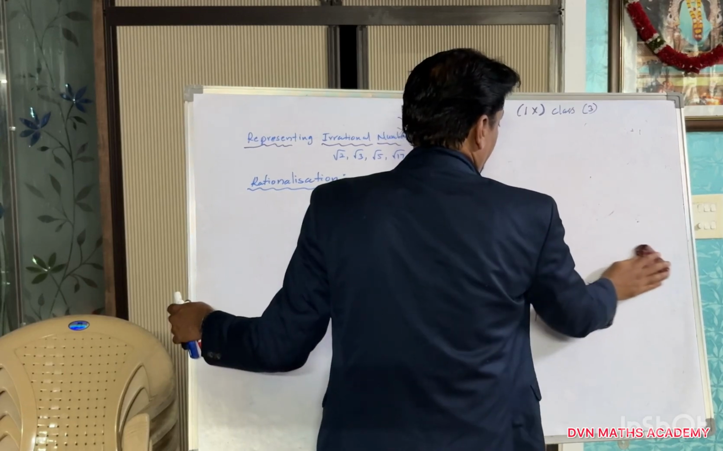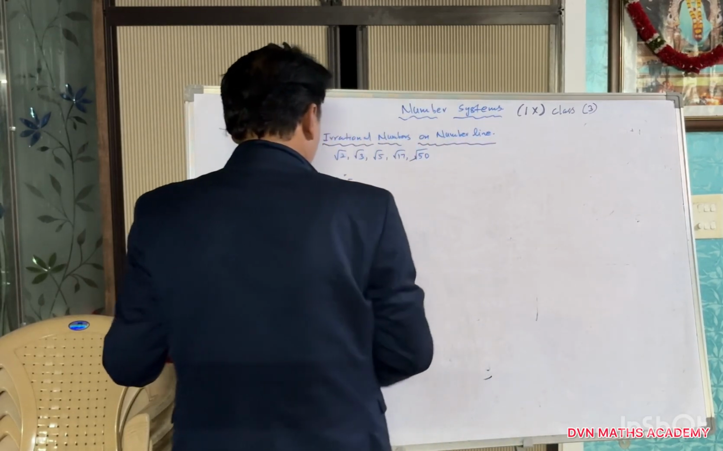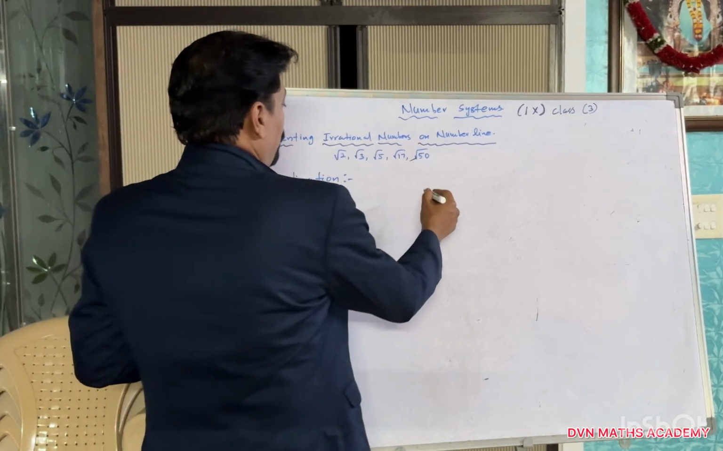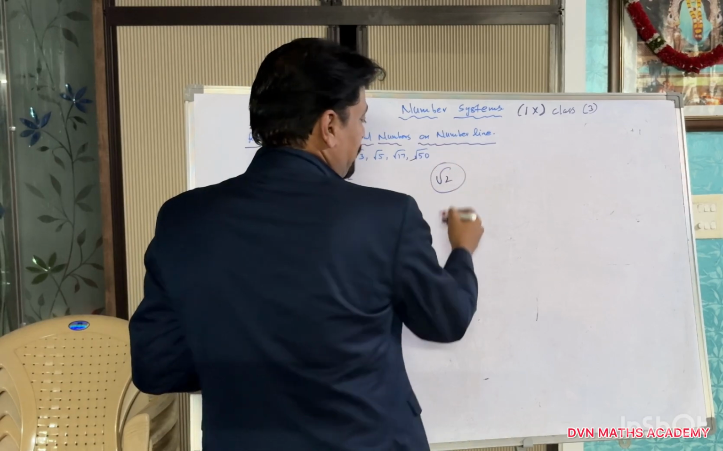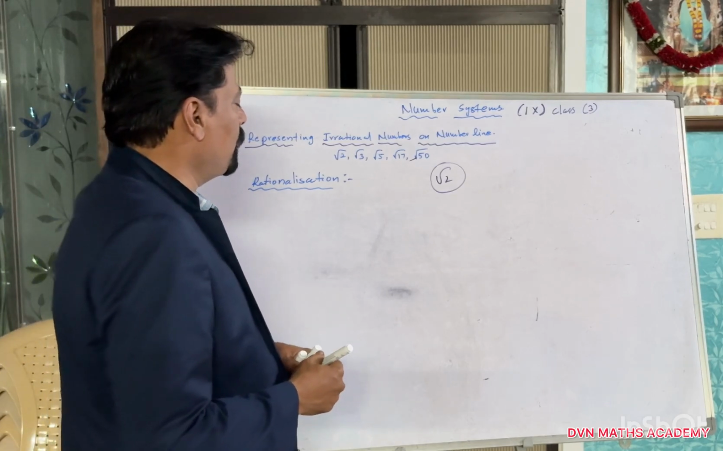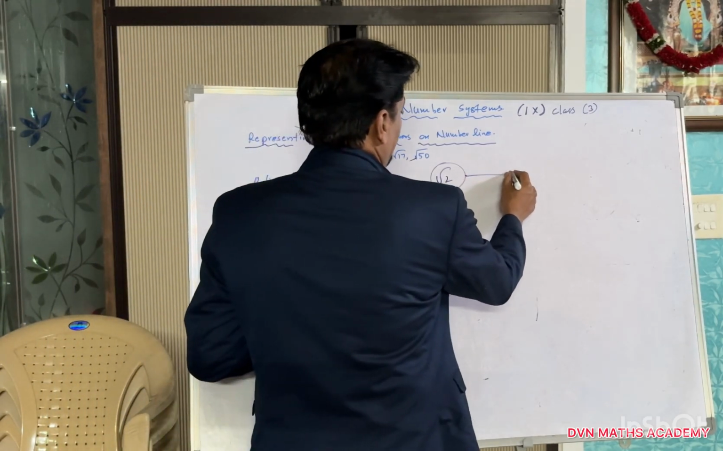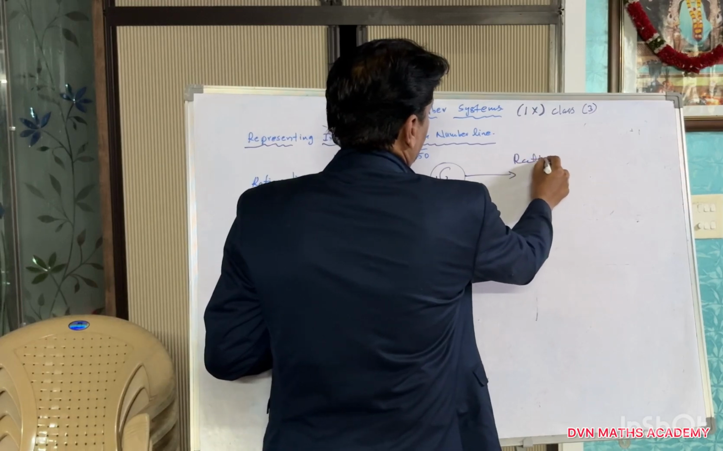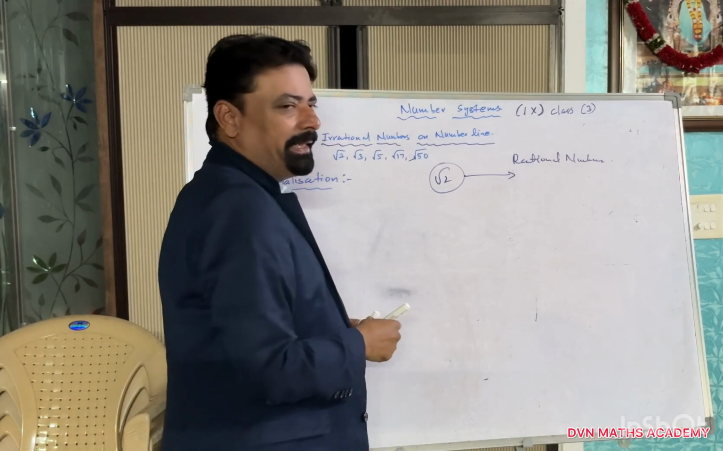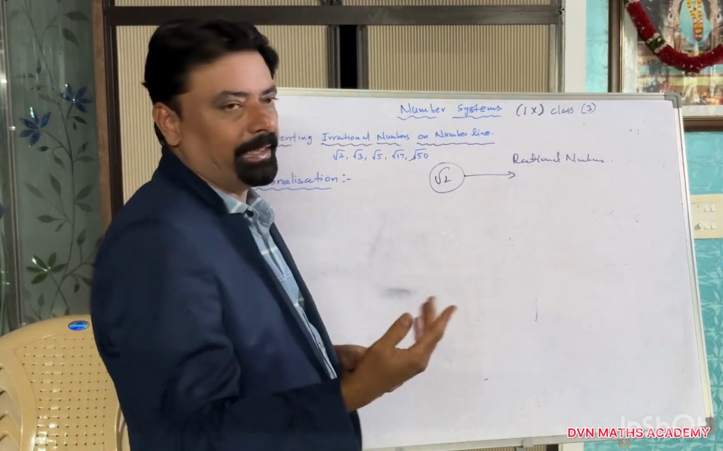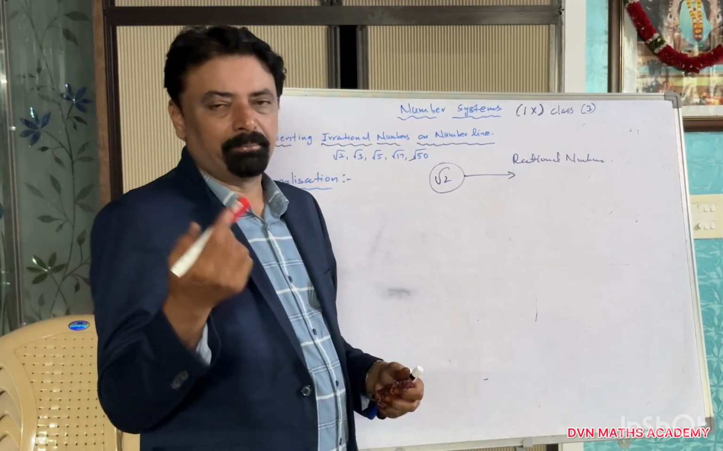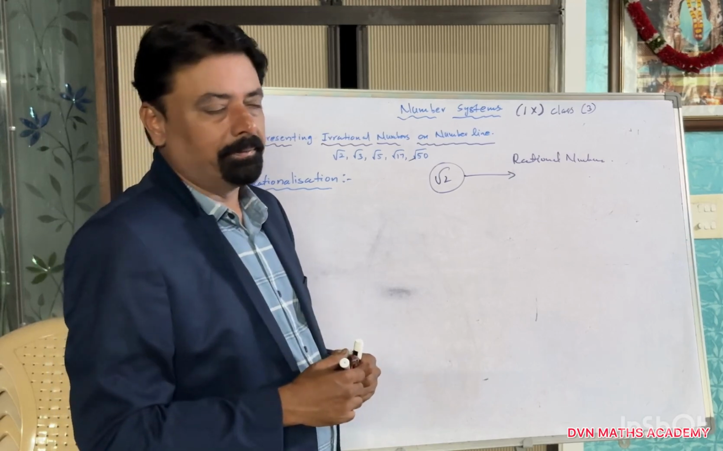So first we are required to define what is rationalization. Rationalization is nothing but, for example, root 2 is there. Actually, it is an irrational number. So to make root 2 a rational number, how is it possible? It is possible by dividing or by multiplying with some value. You can rationalize root 2 by dividing or by multiplying with some other value.